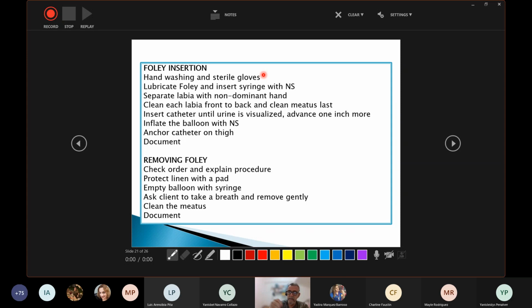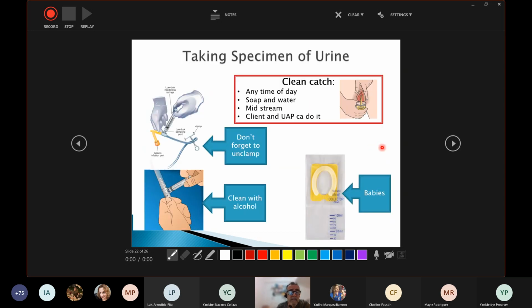And then a syringe, it doesn't need to be sterile, but they come sterile. You are going to suck the water. You connect that to the port of the balloon and suck the water to deflate the balloon. And then you ask the client to take a deep breath and you pull continuously, gently but continuously, the Foley out. Previously, you put a pad to protect the linen. You wipe the genitals of the client, and then remove the pad and document. Remember that all those procedure fundamentals are tested in NCLEX.